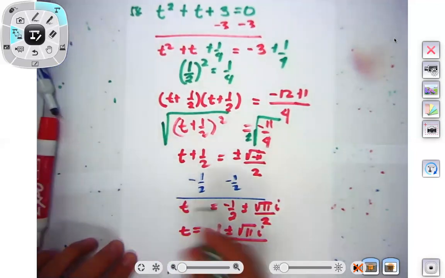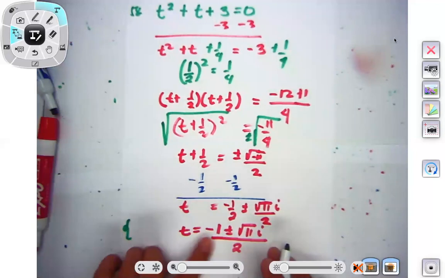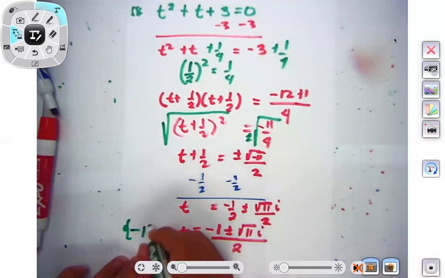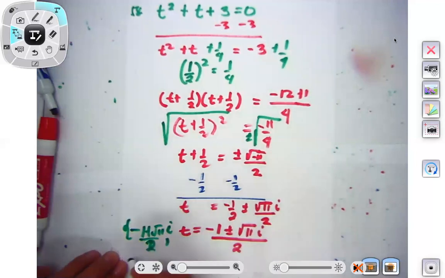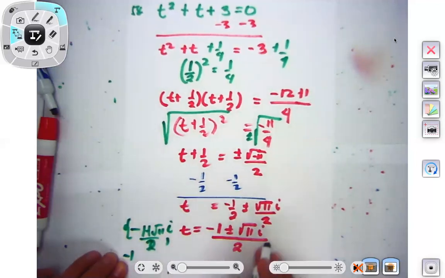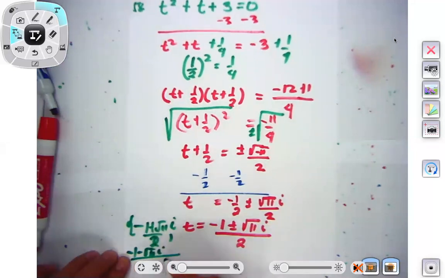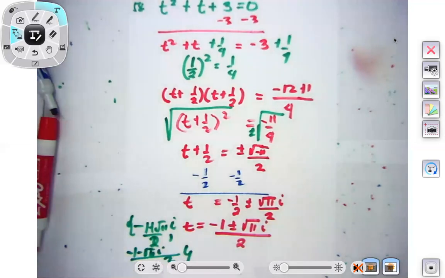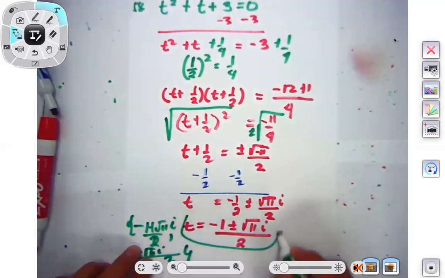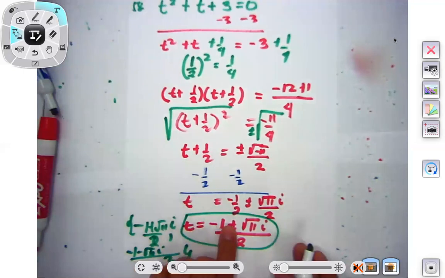All right, so what's your solution here? Can you tell me the solutions now? It's going to be negative 1 plus square root of 11i all over 2. And then the other one is negative 1 minus square root of 11i all over 2. You can end up writing it this way: negative 1 plus square root of 11i all over 2, and then negative 1 minus square root of 11i all over 2.